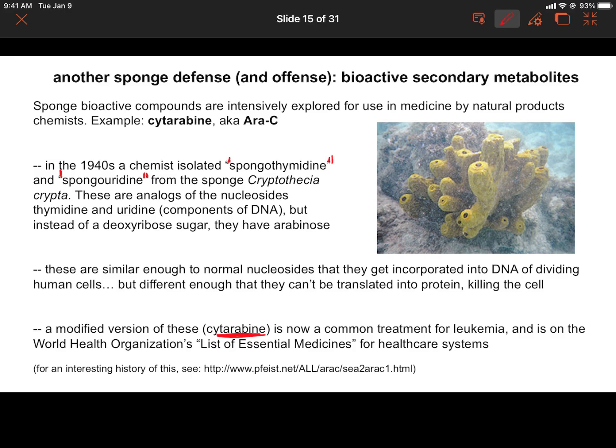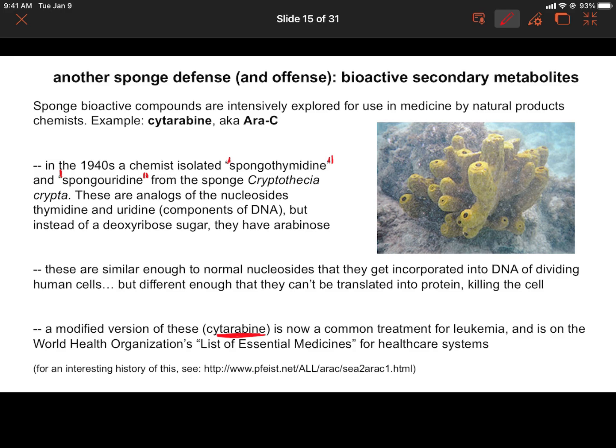So these are nucleoside analogs, but they don't have deoxyribose as a sugar. They have arabinose. So what happens is that if cells, eukaryotic cells, are dividing and they're exposed to these analogs, they take it up, they put it in their DNA, but they can't be translated into protein, so eventually that cell dies.